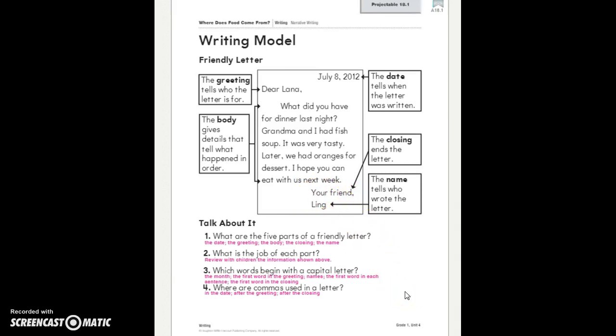So where are commas used in a letter? Let's look carefully. We have a comma up here in the date. You have a comma after your greeting, and a comma here after your closing before you sign your name.